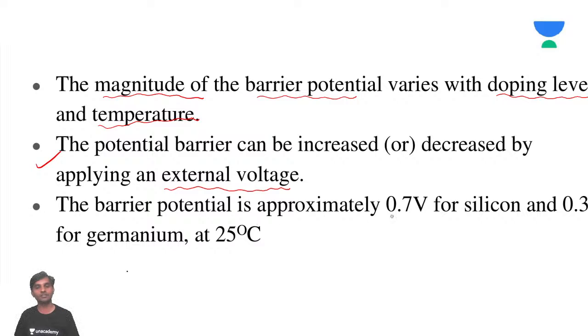The barrier potential is approximately 0.7 volts for silicon and 0.3 volts for germanium at 25 degrees centigrade. So this is very much important. You should remember that the barrier potential for silicon is 0.7 volts, and 0.3 volts is for germanium.